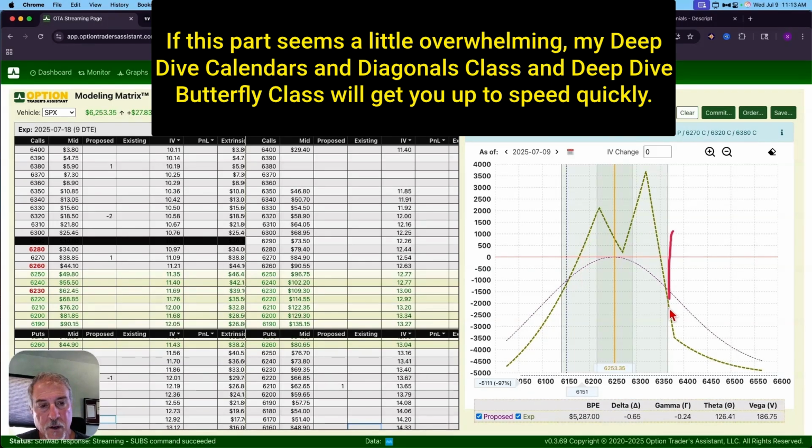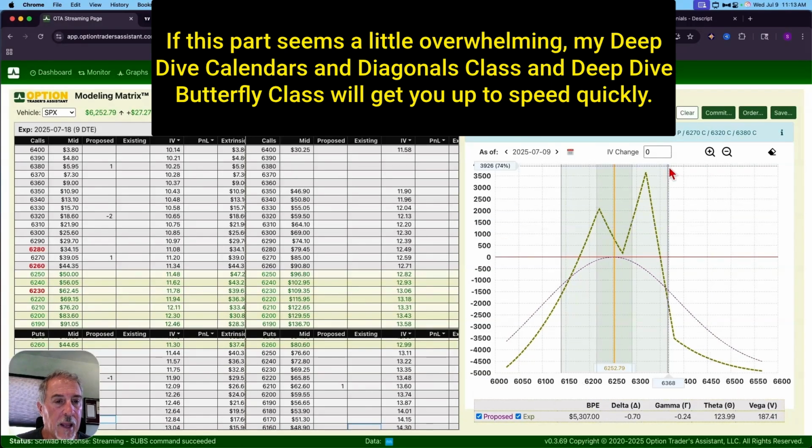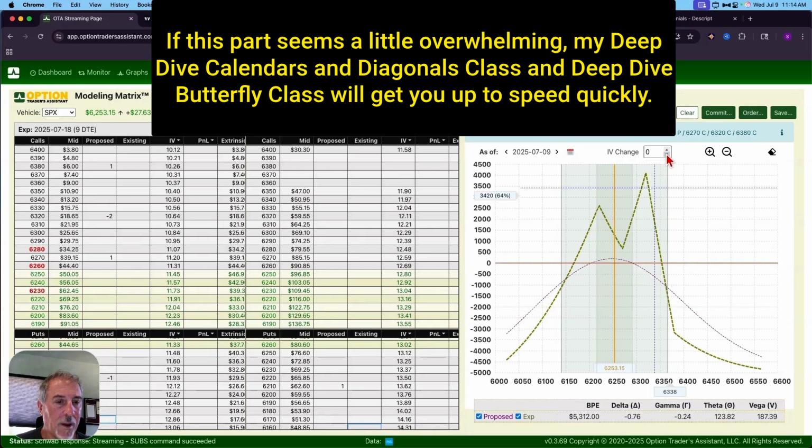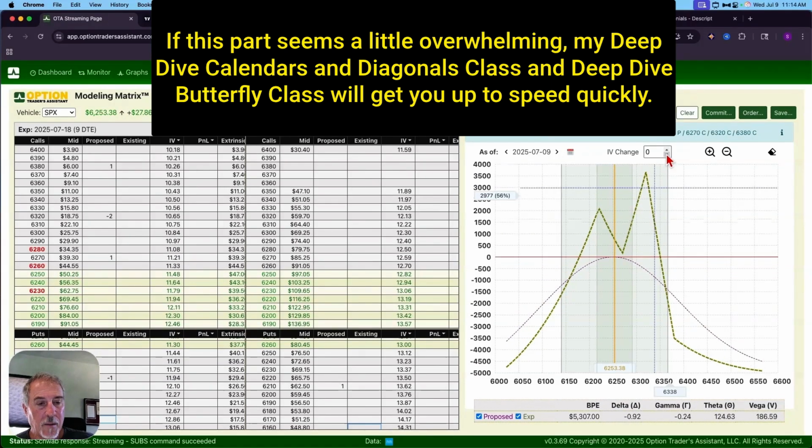Now you have to understand, if you've taken the deep dive calendar and diagonal course, you're going to probably know that one of the potential benefits to a time spread is that if volatility picks up, that tent will widen out. Okay? So that's one of the key factors of this trade that makes it such a great trade, is if we do get that big sell-off, it's a little bit self-adjusting to a certain extent to the downside. So this is a pretty good configuration in my mind.